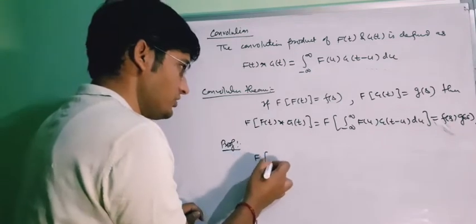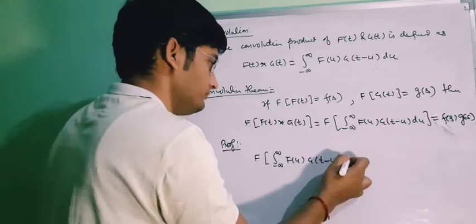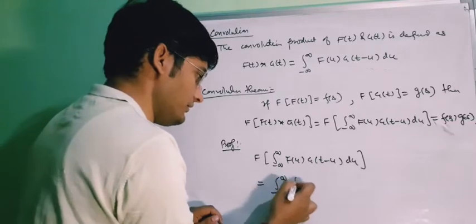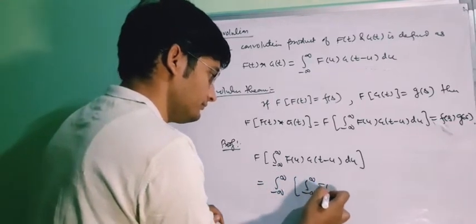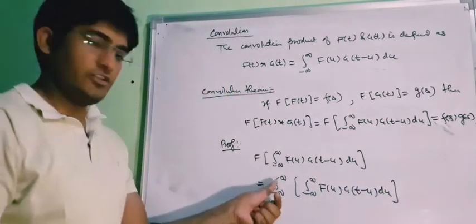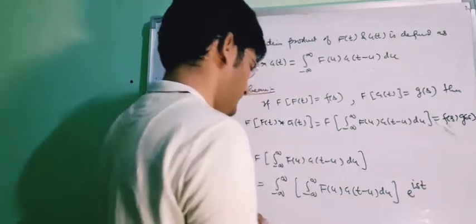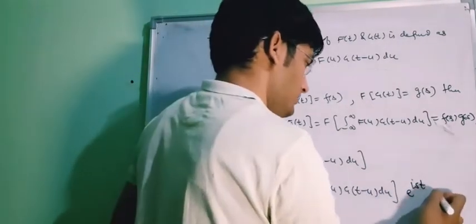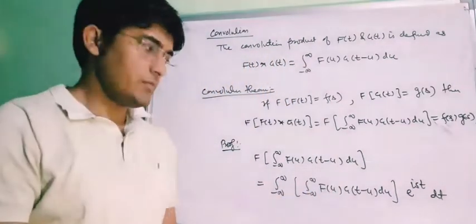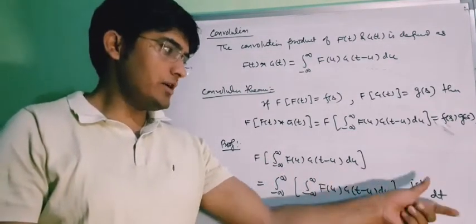Now the Fourier transformation of this integral is equal to, let us use our definition. This will be equal to the integral from minus infinity to infinity of the function into e to power ist dt. So this is the definition of the Fourier transformation of some function: minus infinity to infinity into that function into e to power ist into dt.